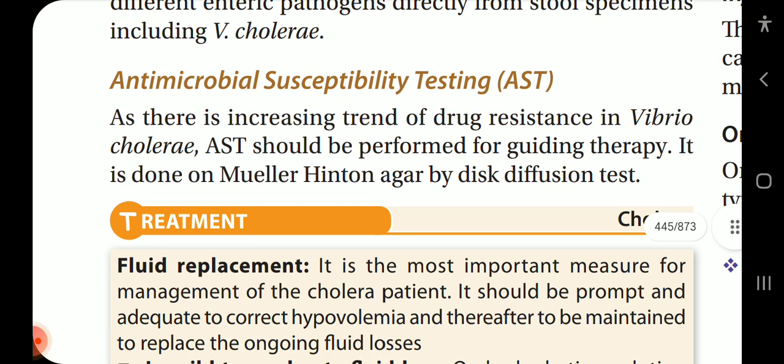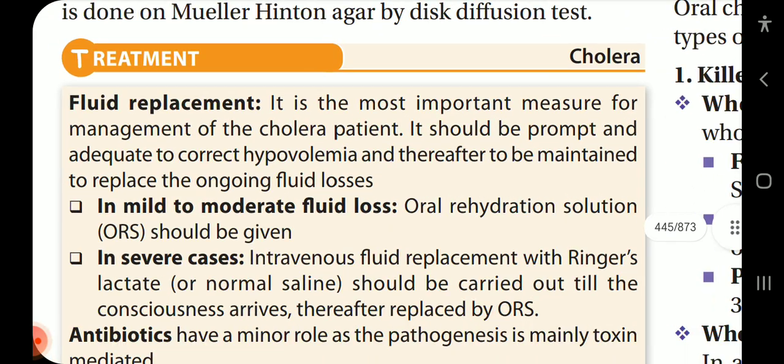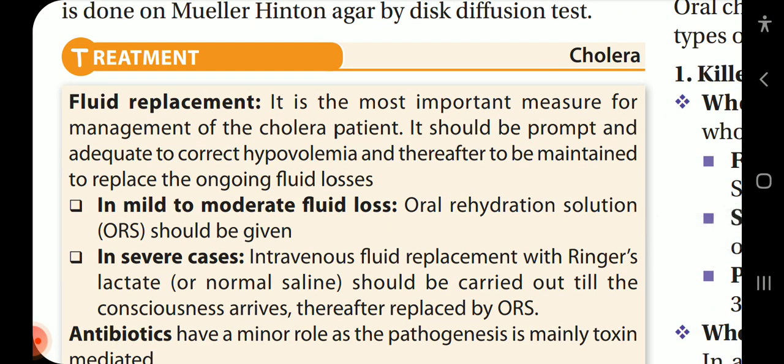Antimicrobial susceptibility testing, AST. As there is an increasing trend of drug resistance in Vibrio cholerae, AST should be performed for guiding therapy. It is done on Mueller-Hinton agar by disk diffusion test. Treatment: fluid replacement is the most important measure for management of a cholera patient. It should be prompt and adequate to correct hypovolemia and thereafter be maintained to replace the ongoing fluid loss.